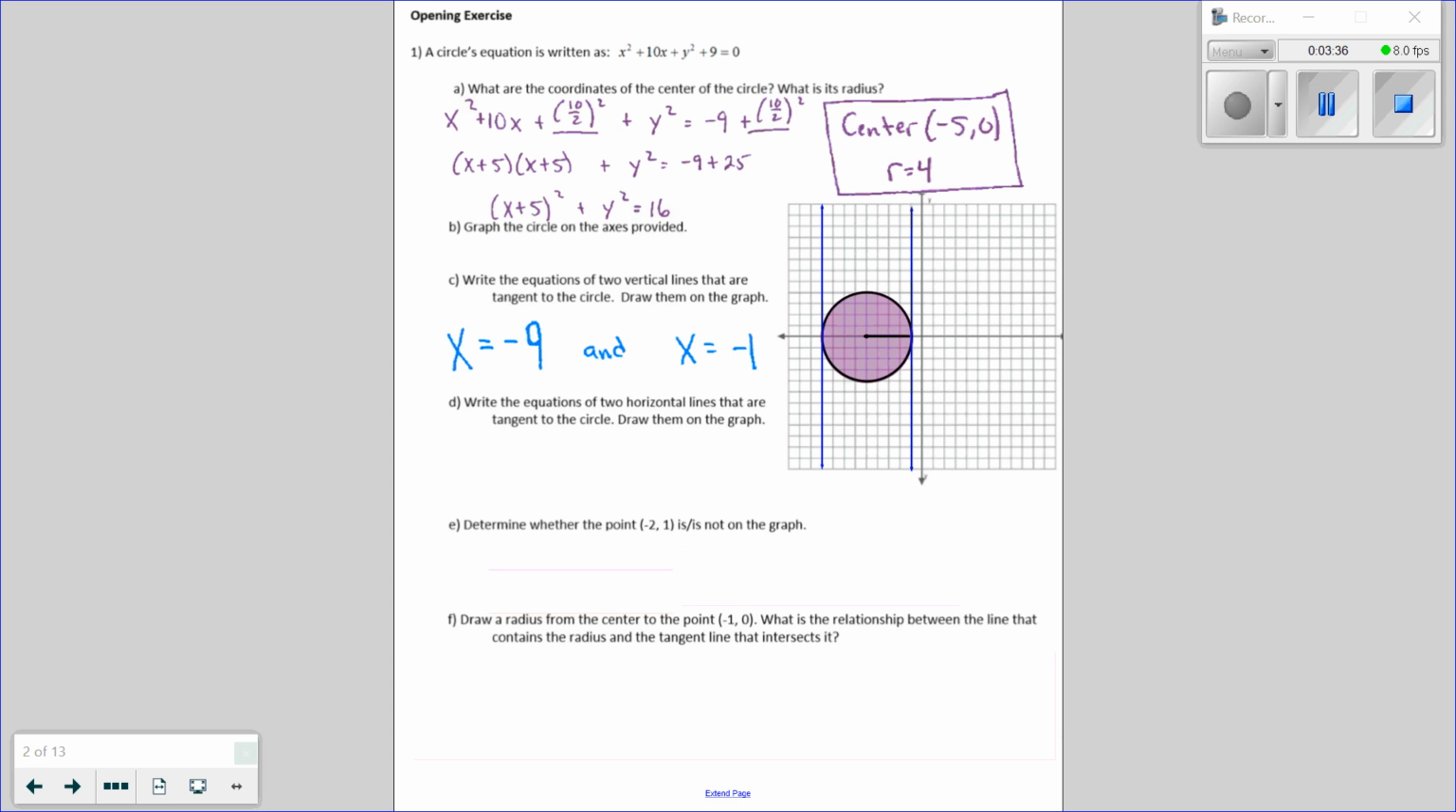Now take a moment, please, and write the equations of two horizontal lines that are tangent to the circle. So you'll have a horizontal line tangent to the circle at the top and a horizontal line tangent to the circle at the bottom. And write those two equations and go ahead and draw them on the graph.